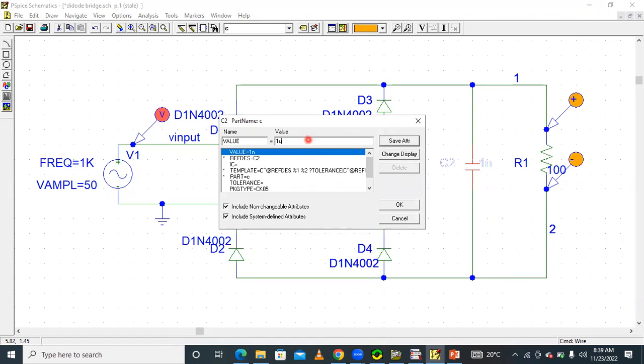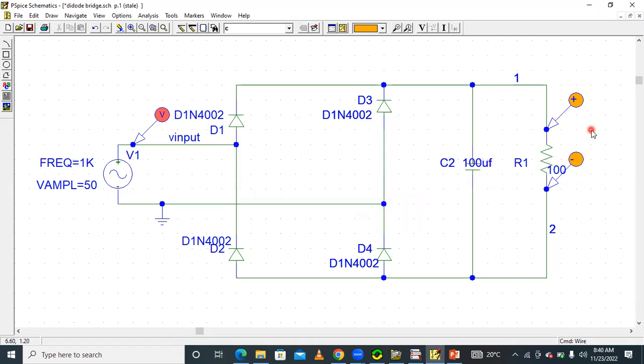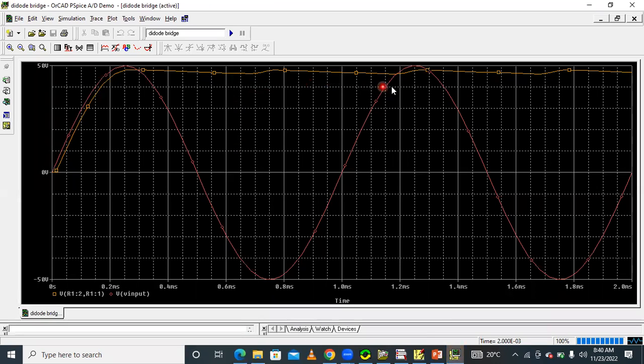For example, 100 microfarads. Then this is our input, and this is our output, the voltage across the load. Similarly, the voltage across the load is nothing but the voltage across the capacitor. And then simulate. In this way we will get the input voltage waveform. This is our input voltage waveform.